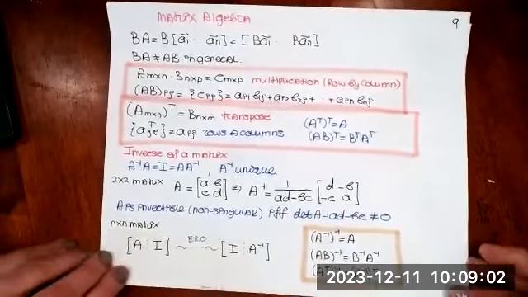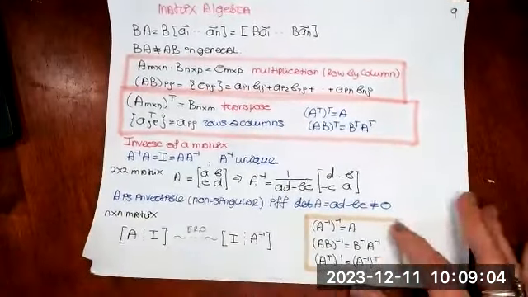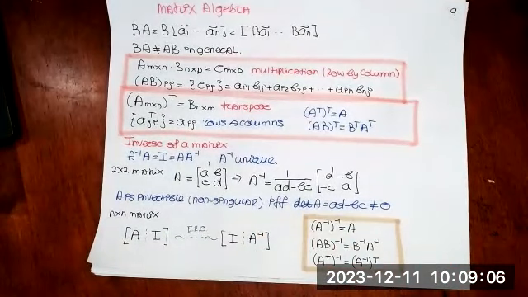Then we moved on to inverses of matrices. Inverses are also defined only for square matrices, so n by n.